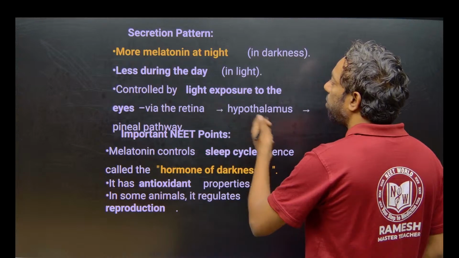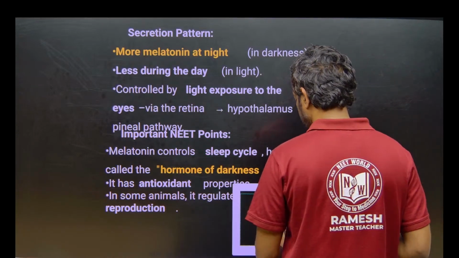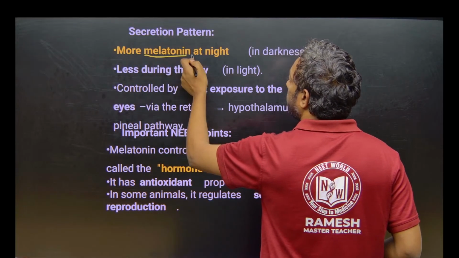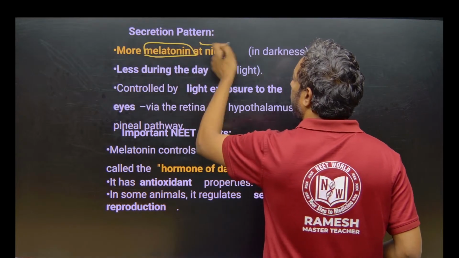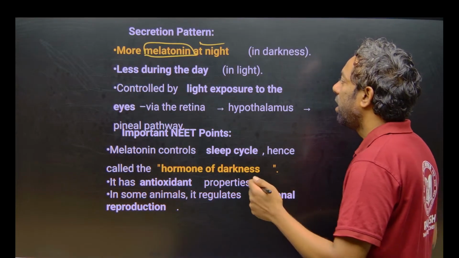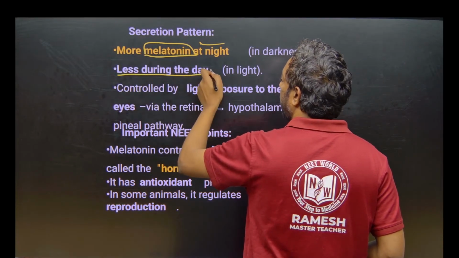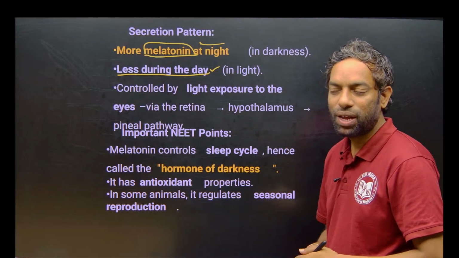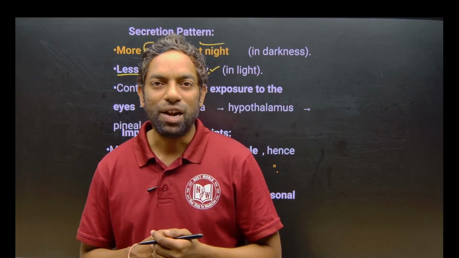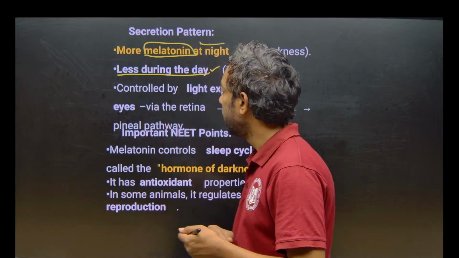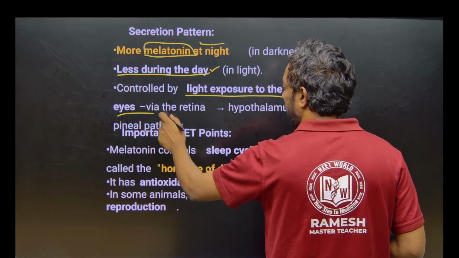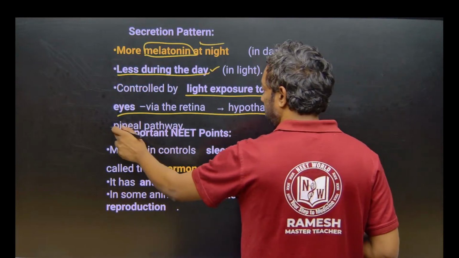Secretion: more melatonin at night. The pineal gland can secrete melatonin, more at night. Less during the day, they release very little in the daytime. If you use a mobile, there is a deficiency of melatonin in your body. And it is controlled by light exposure to the eyes via the retina, hypothalamus and pineal pathway.